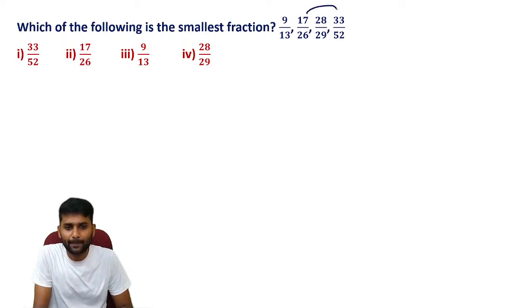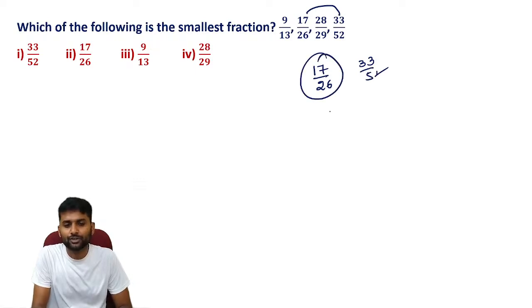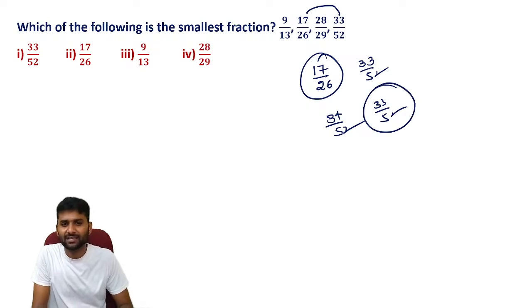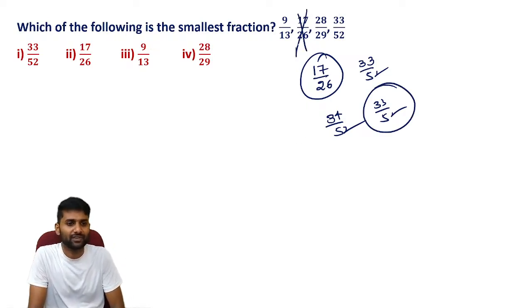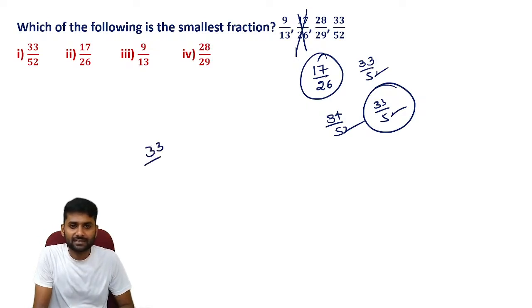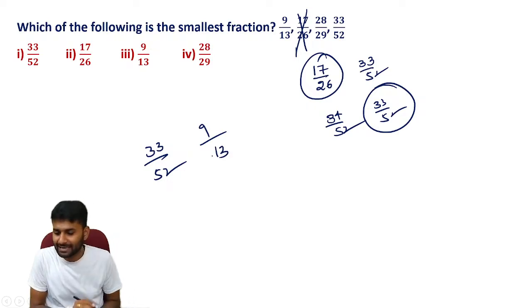Now see, first compare these two. 17 by 26, 33 by 52. If you multiply 2 above in numerator and denominator, it becomes 34 by 52 and 33 by 52. So we can say that 33 by 52 is smaller when compared to 17 by 26. Let's take that 33 by 52. Now you can compare with 9 by 13, guys.